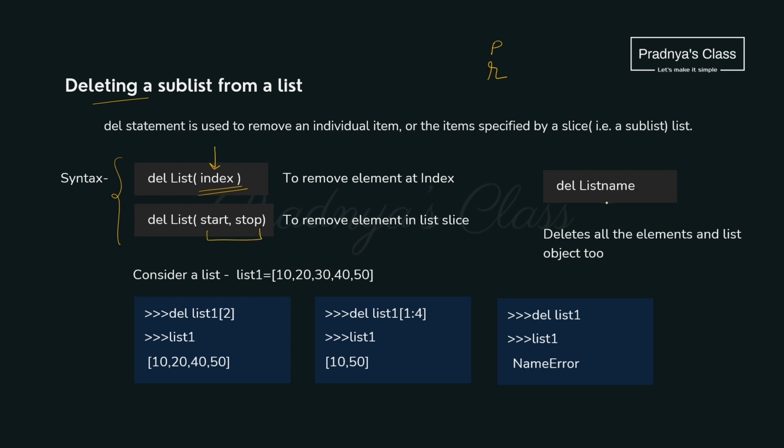If you don't mention anything, it will completely remove the elements along with that object. That's why when we try to print it, we get a NameError. It means the list one doesn't exist. Here is the first form of the del statement. We are providing an index. It is clear from the output that the element at index 2 got deleted. In the second example, we are providing the range. Accordingly, the elements will get deleted.